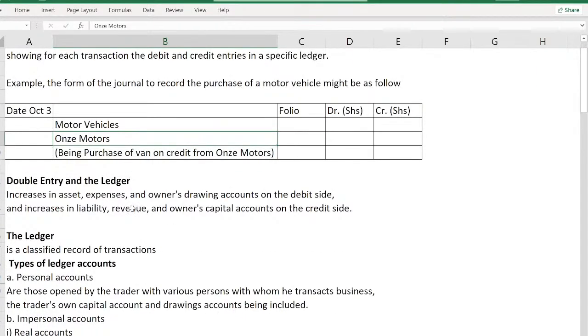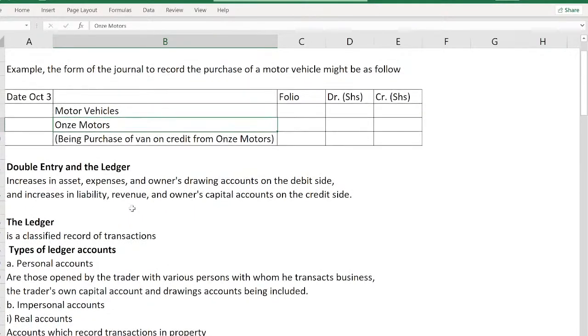So double entry and the ledger, you can also look at that. Increase in assets, expense, and owner's drawing account, we indicate them on the debit side on our double entry. And increase in liability, revenue, and owner's capital account, we indicate them on the credit side. So that is the double entry rule. So for the asset, expense, and owner drawings, they are on the left. Liability, revenue, owner's capital, they are on the right. So we use the T format.